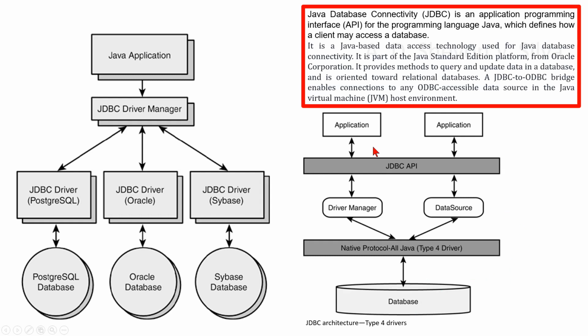Here you can see applications interacts with JDBC API. JDBC API interacts with driver manager and data source. Driver manager and data source interact with native protocol all Java type 4 driver. Native protocol all Java type 4 driver interacts with database.